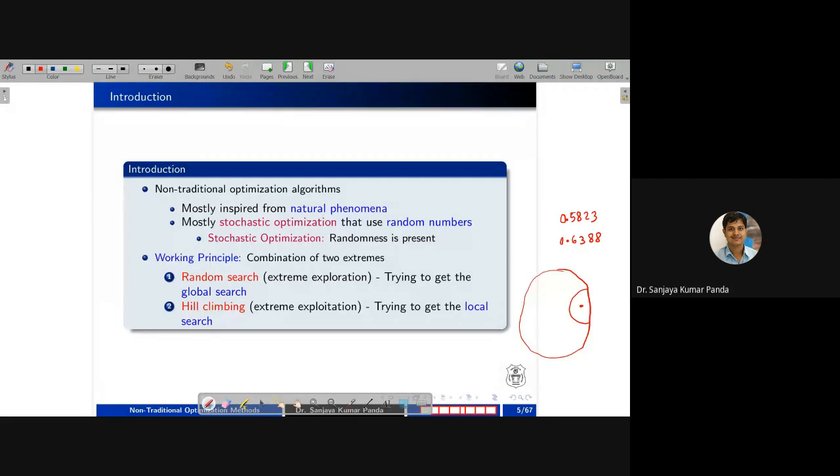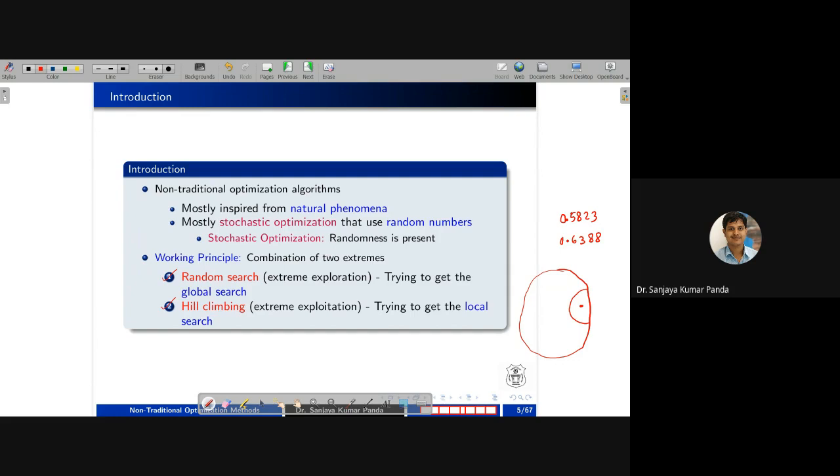So basically, these two principles have a trade-off with each other. If you make the global search, it is going to impact the local search. If you make the local search, it may impact the global search also. So you have to balance these two, that is random search as well as hill climbing. You have to balance these two to find a particular solution of a particular optimization problem. Over a period of time, when we discuss this, it will be more clear to you.